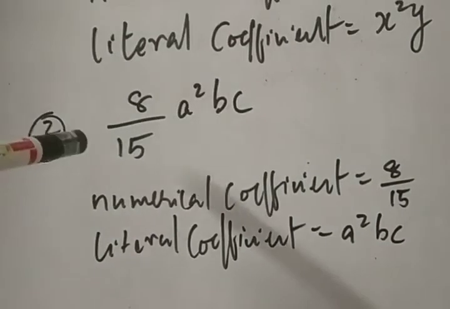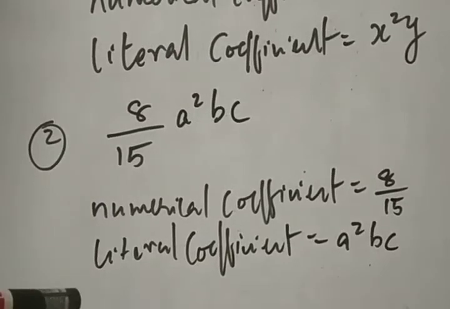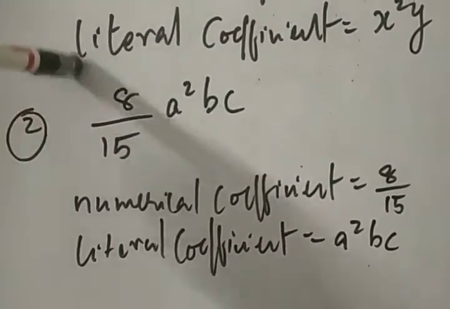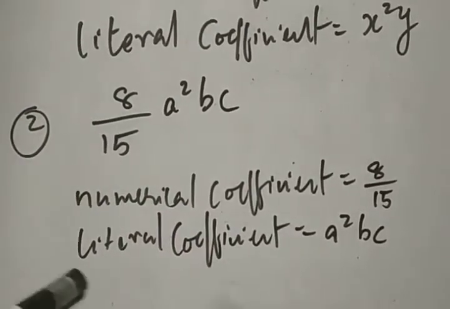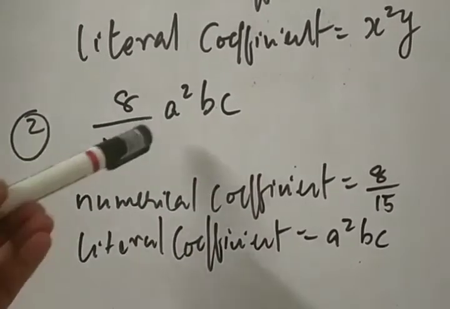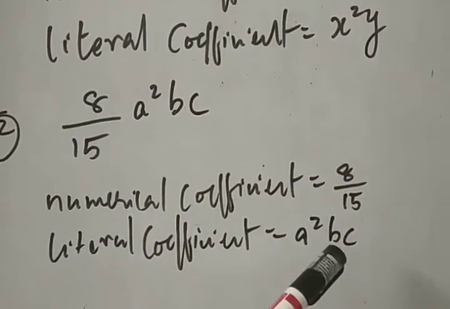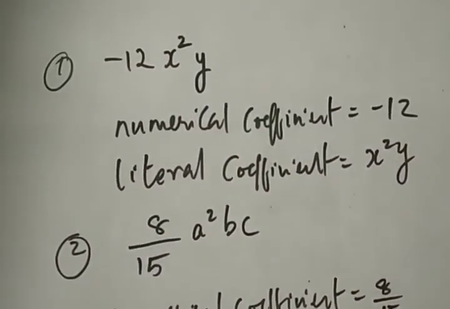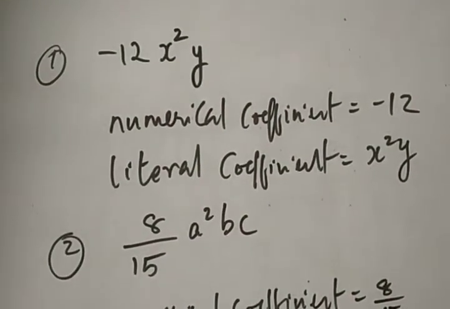There is one more monomial, 8 by 15 a square bc. Here the numerical coefficient is the constant factor, that is 8 by 15, and the literal coefficient is the product of the variables a square into b into c. So the literal coefficient is a square bc. This is how we find the numerical coefficient and literal coefficient of a term.